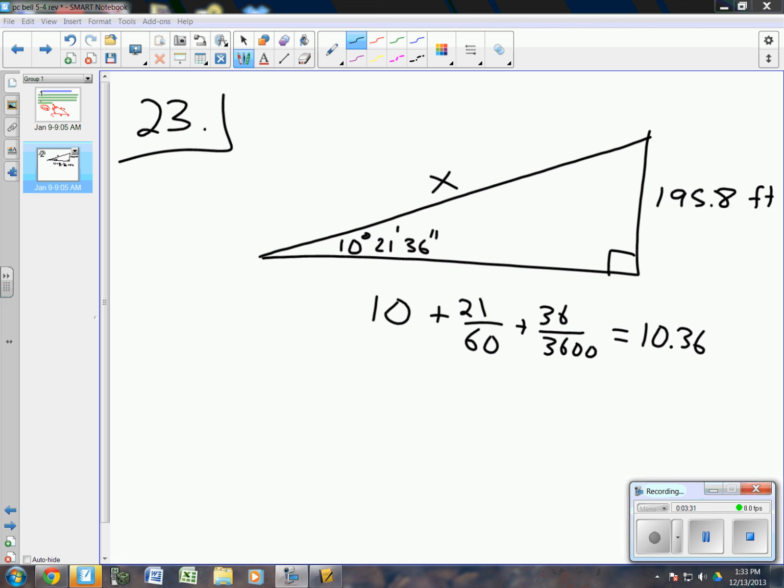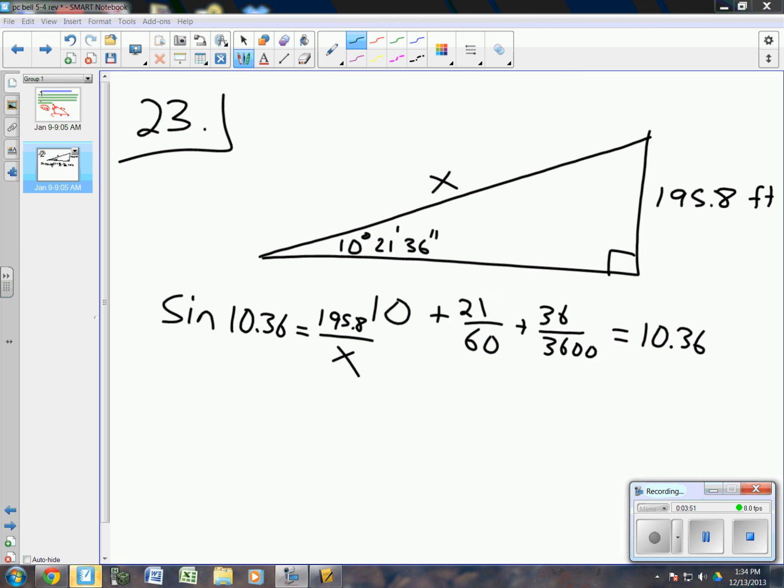Okay, so right here, I have this angle, opposite and hypotenuse. Opposite and hypotenuse is what? Sine. So sine of 10.36 equals opposite 195.8 over x. And that's the equation I've got to solve.